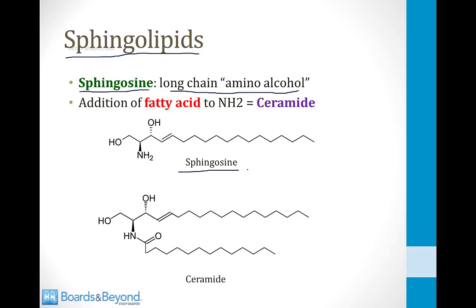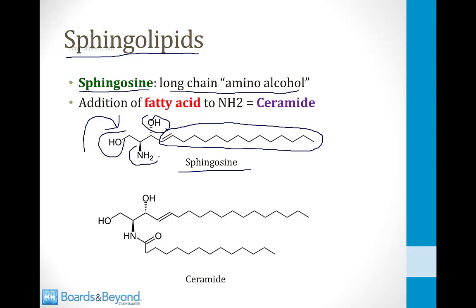This is the structure of sphingosine on the screen. You can see that most of it is carbon and hydrogens, much like a fatty acid. However, where a fatty acid would contain a COOH group, sphingosine contains two hydroxyl groups and a nitrogen group. And all sphingolipids contain the structure of sphingosine. Now, if you add a fatty acid to the NH2 group on sphingosine, this NH2 group here, you will get a structure called a ceramide.